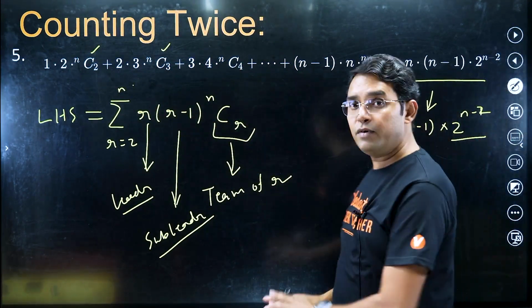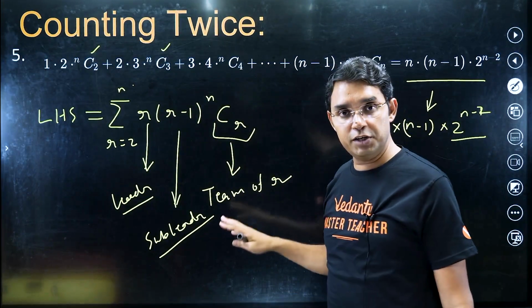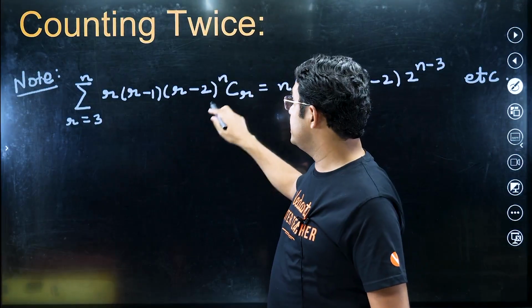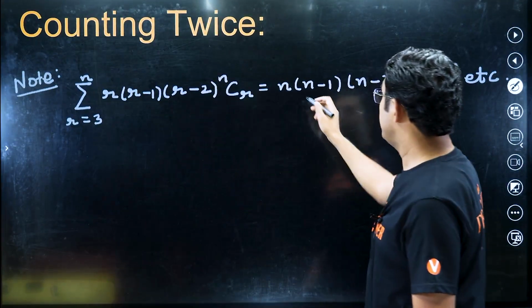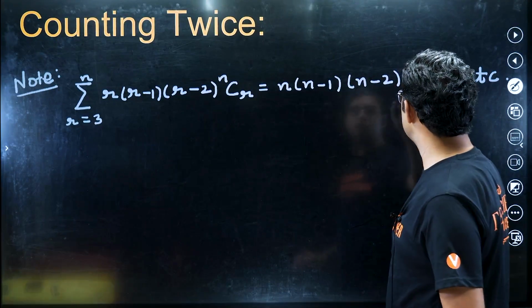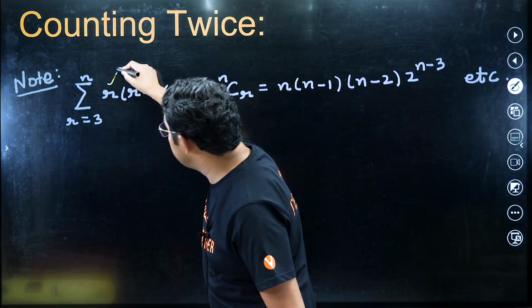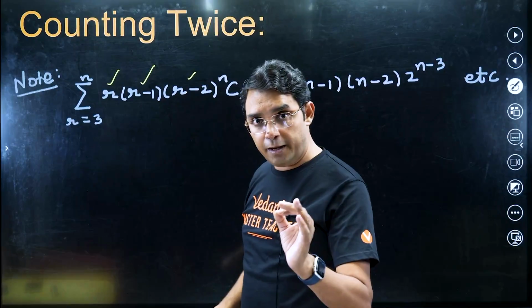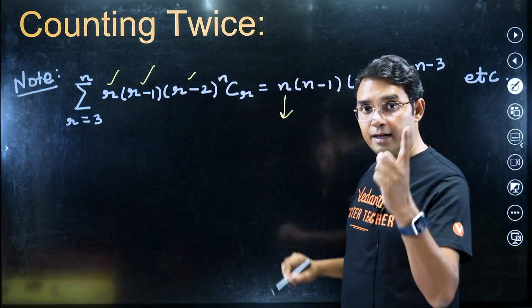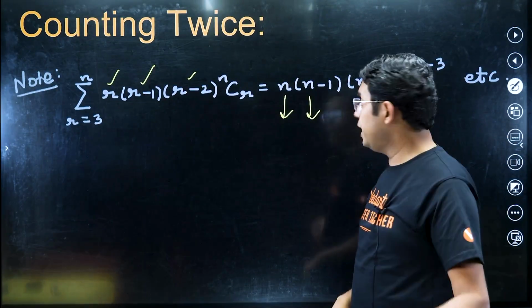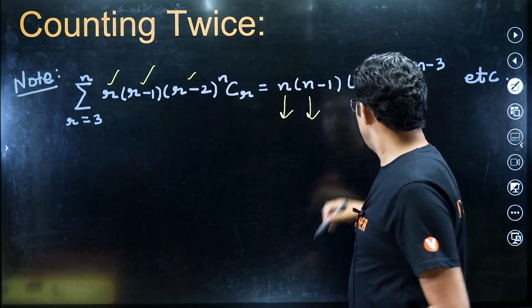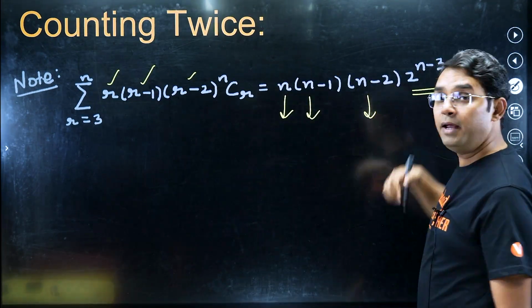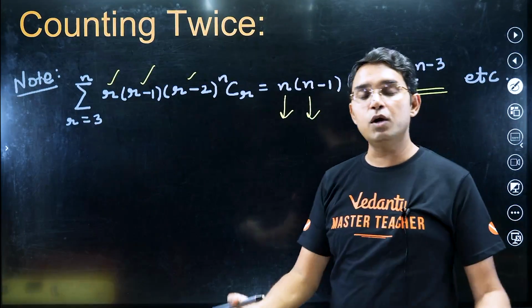I think if you do it this way, you will never forget these kinds of relations. In fact, if it was r into r minus 1 into r minus 2 into nCr, then also it can be written directly as n into n minus 1 into n minus 2 into 2 power n minus 3. Leader you can say, sub leader you can say, and another sub leader you can say, so there has to be a team of at least 3. On the right hand side, selecting a leader in n ways, a sub leader in n minus 1 ways, another in n minus 2 ways, and then from the remaining n minus 3 students, you choose or do not choose them in 2 power n minus 3 ways. So this has to be equal.